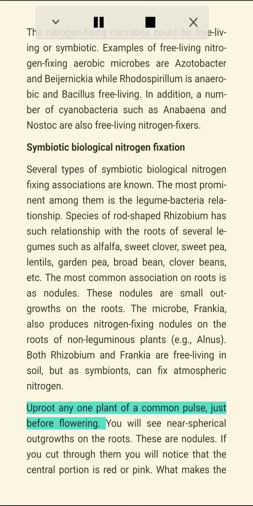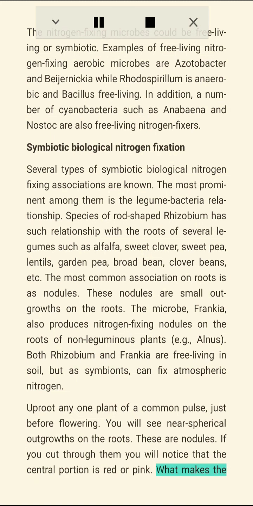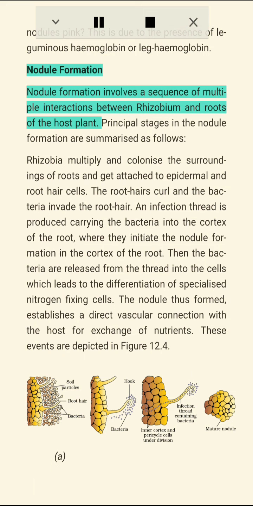Uproot any one plant of a common pulse just before flowering. You will see near-spherical outgrowths on the roots. These are nodules. If you cut through them, you will notice that the central portion is red or pink. What makes the nodules pink? This is due to the presence of leguminous hemoglobin, or leghemoglobin.